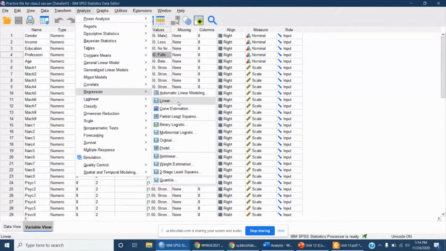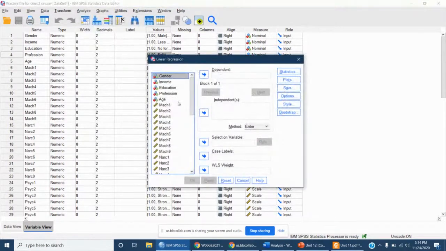So from Analyze, I will go to Regression, and from Regression, I will enter Linear Regression. In linear regression, I have a few boxes here, but I am only interested in these two boxes at the moment, the dependent variable box and the independent variable box.